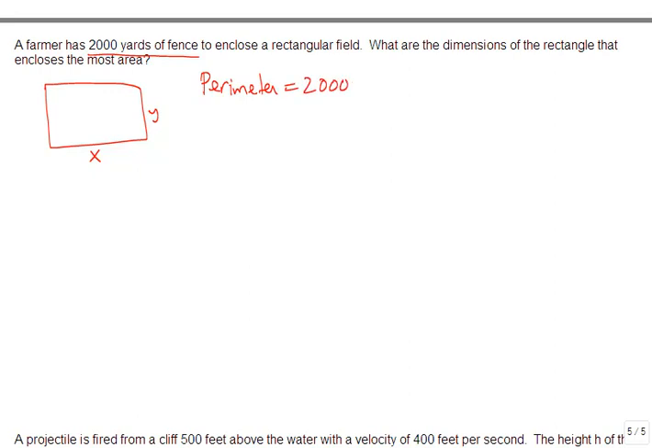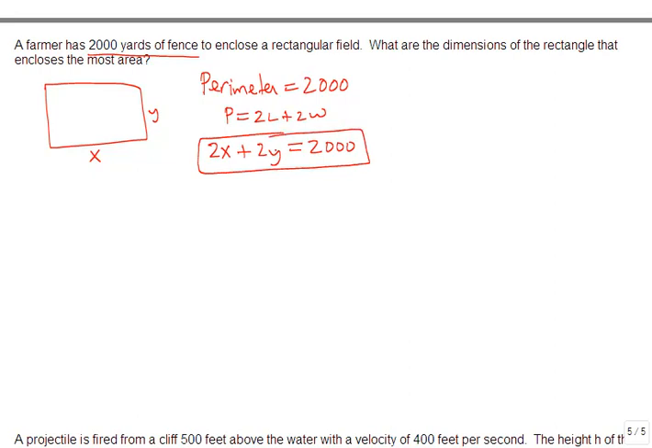And what is the formula for the perimeter of a rectangle? Perimeter of a rectangle is normally 2 lengths plus 2 widths, or in this problem, that would be 2 x's plus 2 y's. And what do we want that perimeter to equal? We want it to be 2,000. So this is one very important restriction on our problem. This is sometimes called a constraint. This is what has to be maintained. We have to have that this perimeter is exactly 2,000 yards.